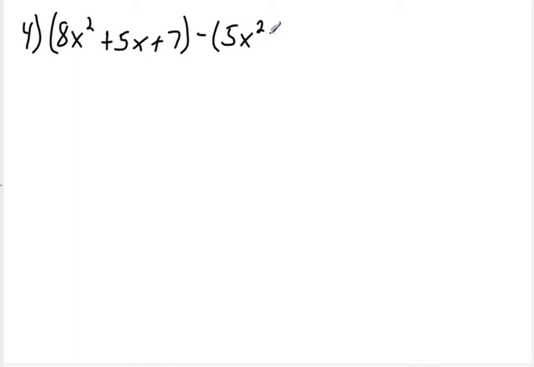Okay, problem number 4 is 8x squared plus 5x plus 7 in parentheses minus 5x squared plus 8x minus 6. Here's one where people make mistakes. This subtraction sign has to be distributed throughout this whole second parentheses.